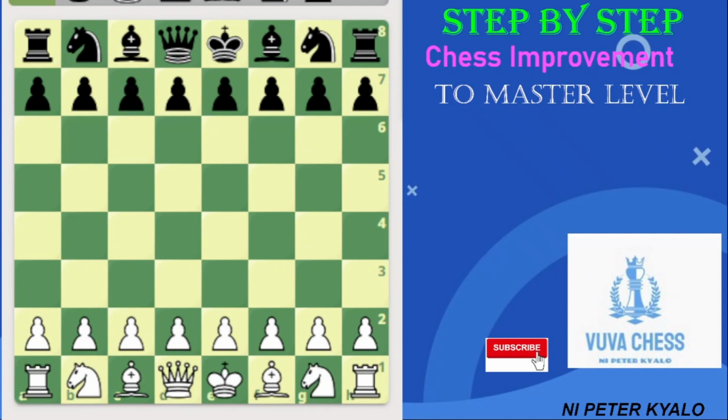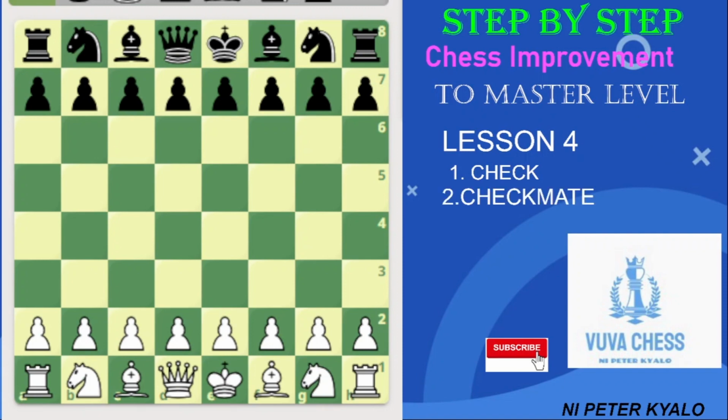So this is lesson 4, and in lesson 4 I'm going to cover two very important aspects in chess, and these are the main aims why we play chess. One is check versus checkmate. So without wasting time, let me delve into it and show you the differences between the two.